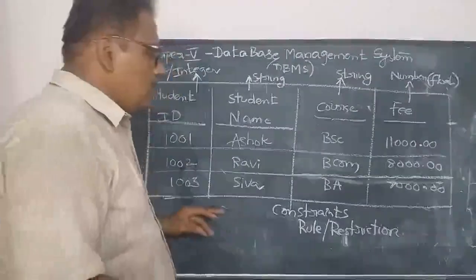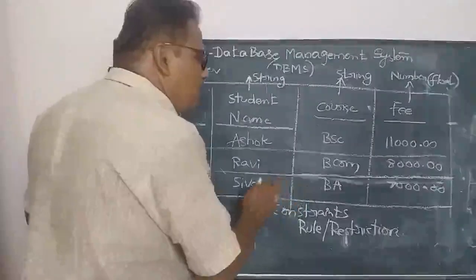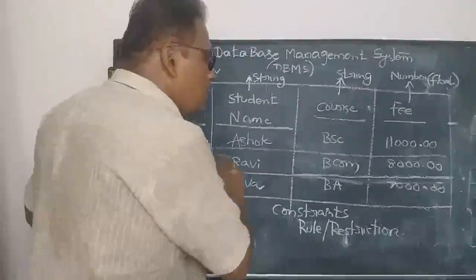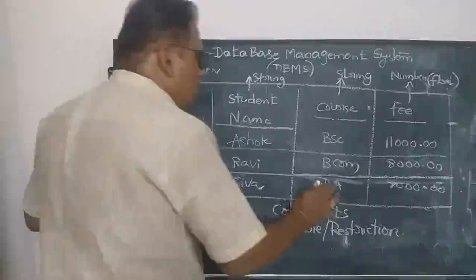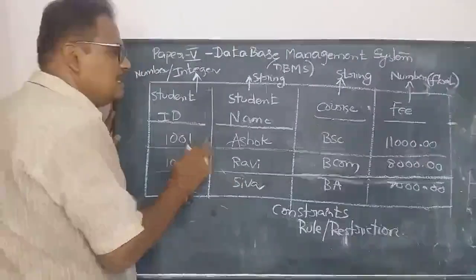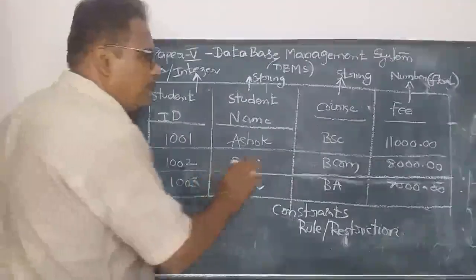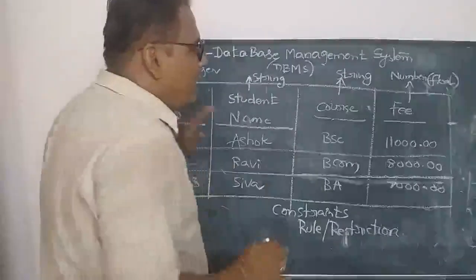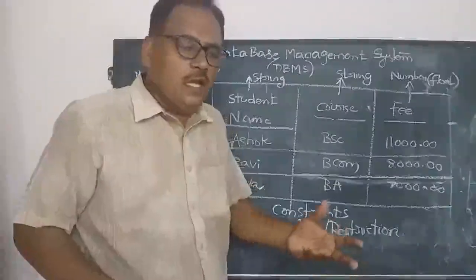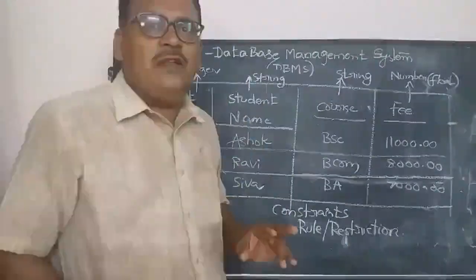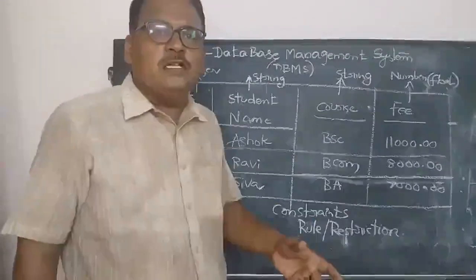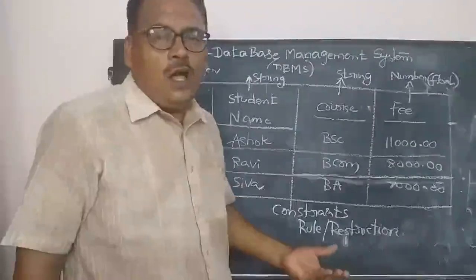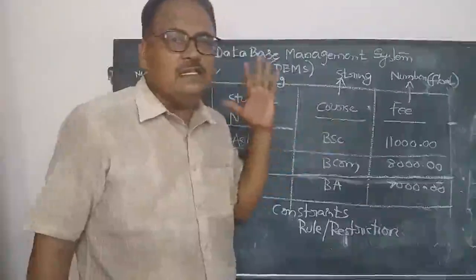So in this table, when you apply any constraint to a particular field, that constraint or rule is applied to that field, and when you enter data into that field, the rule or restriction will be activated. So it is not possible to enter wrong values into particular fields. Okay.